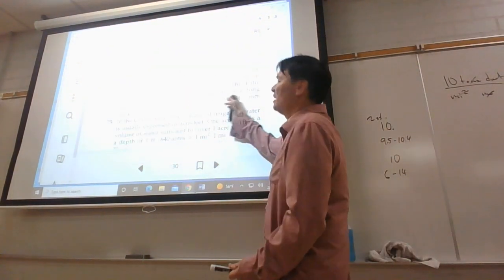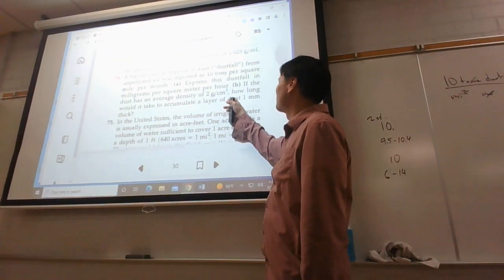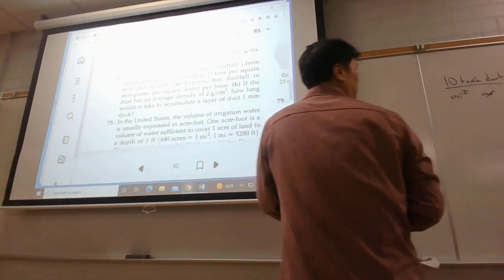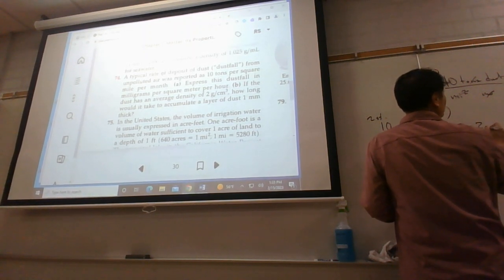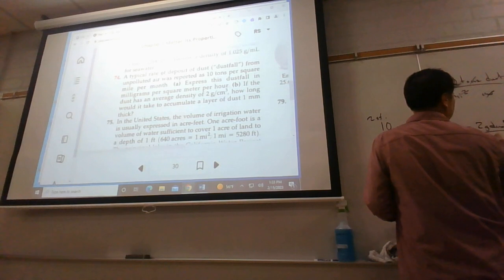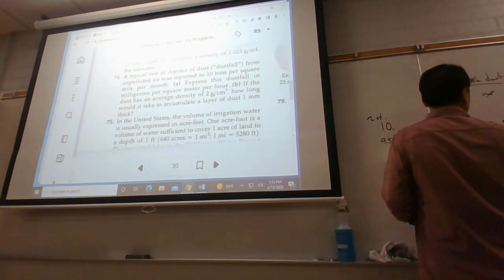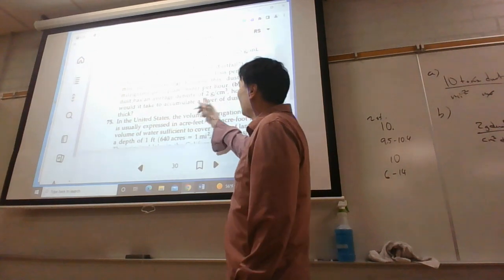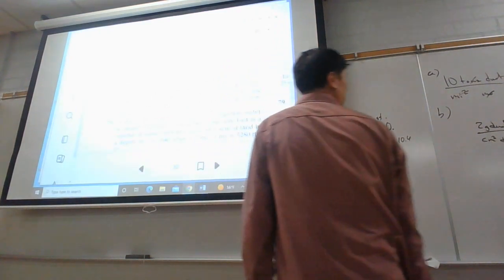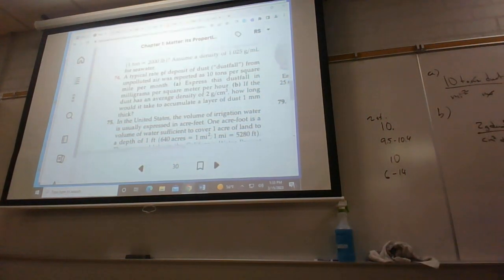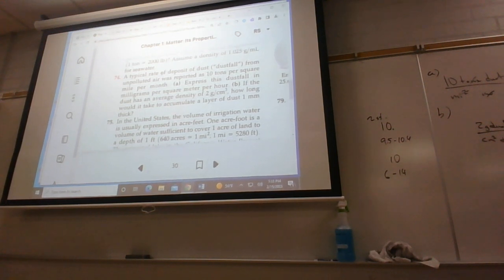Part B, if the dust has an average density of 2 grams per cubic centimeter, so we have 2 grams of dust per cubic centimeter of dust. How long would it take to accumulate a layer of dust 1 millimeter thick? So we're going to coat some surface with 1 millimeter of dust.